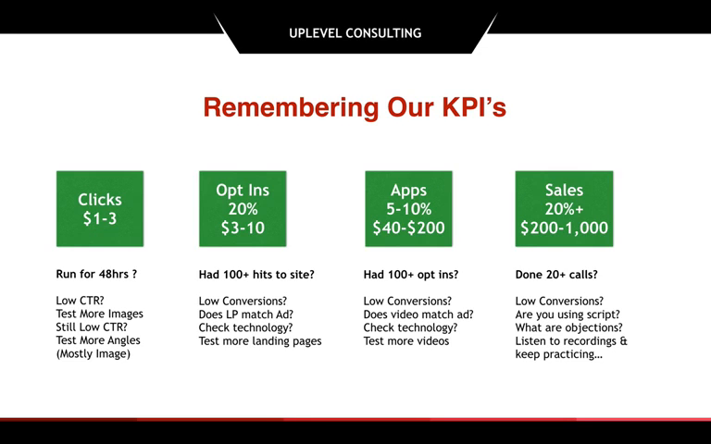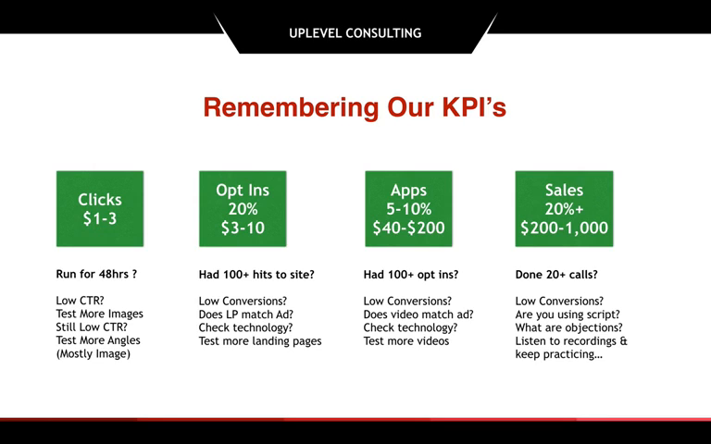So first of all, we have clicks. This is when people click on our ads, and we should be paying in between $1 and $3 per click. Then we have opt-ins. These are people that come to our landing page and enter their email address. We should be having conversions at 20% plus, and this means we should be getting conversions from between $3 and $10.